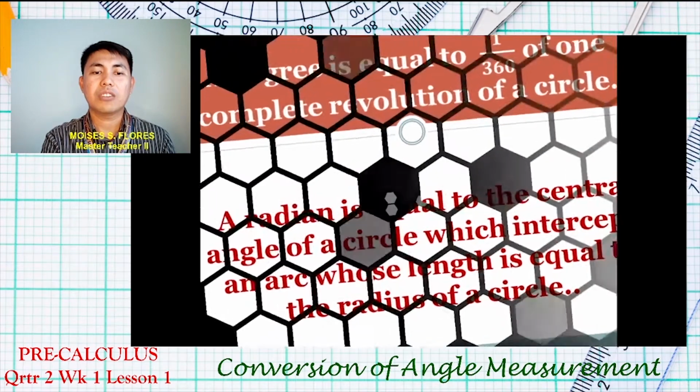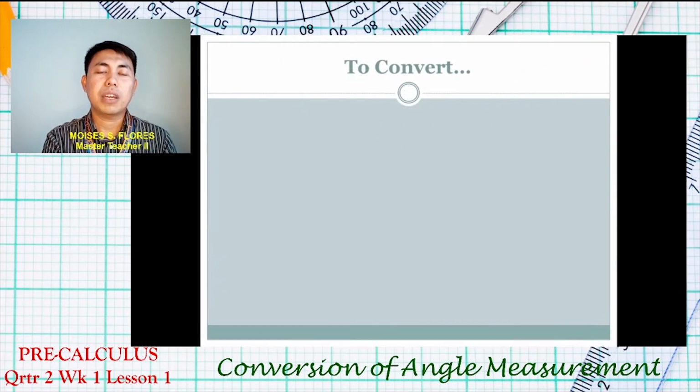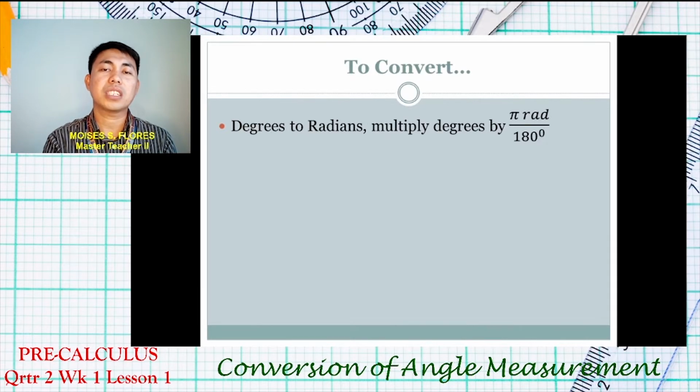So again, conversion. How are we going to convert an angle measurement? The first one is when the given angle is in degrees and you are going to convert that to radians. How are we going to do it? Multiply degrees by pi radian over 180 degrees. Again, the given angle measurement that is in degrees, you're going to multiply by pi radian over 180. So let's have an example.